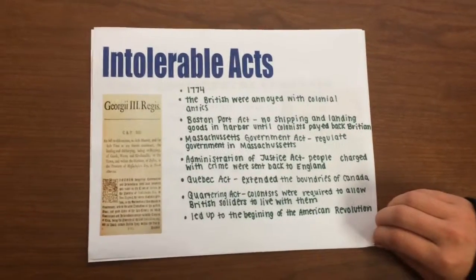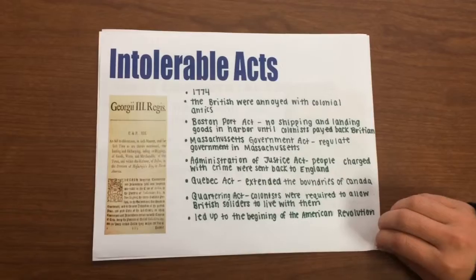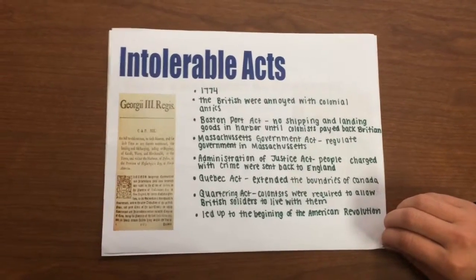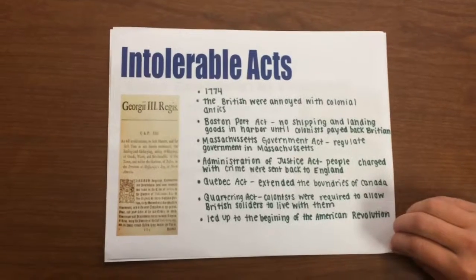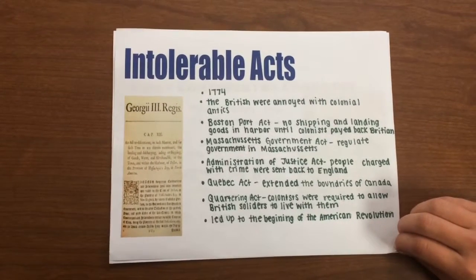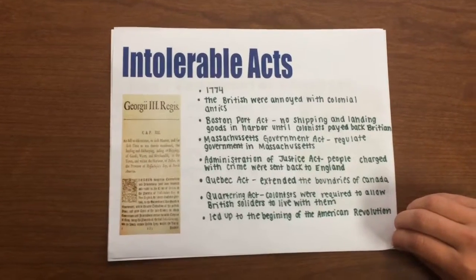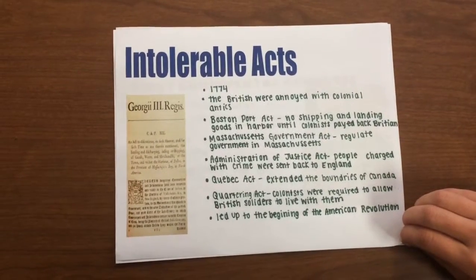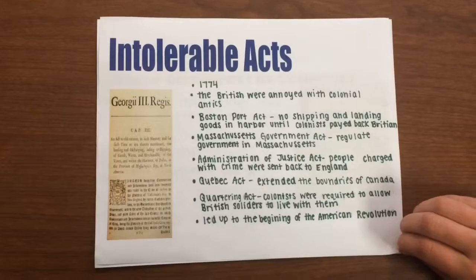The Intolerable Acts. This took place in 1774. The British were annoyed with colonial antics and established these 5 laws. The Boston Port Act. No shipping and landing goods in the harbor until the colonists paid back the British. The Massachusetts Government Act. It regulated government in Massachusetts.